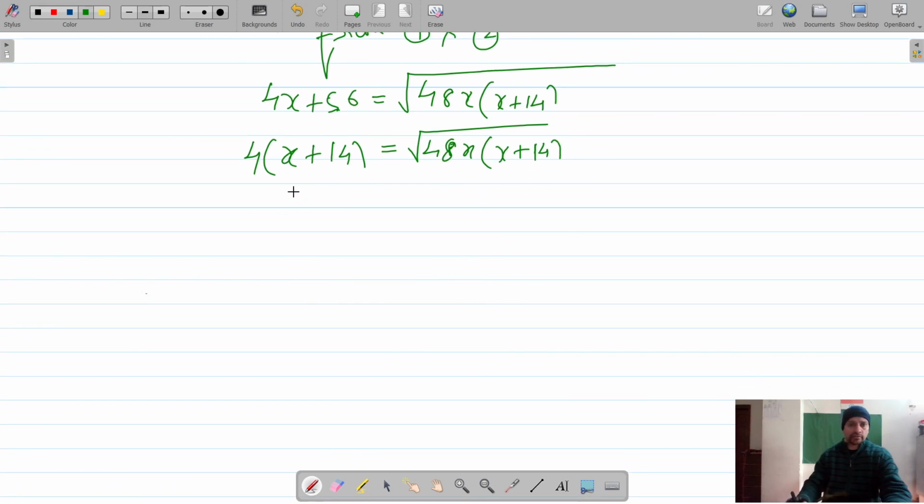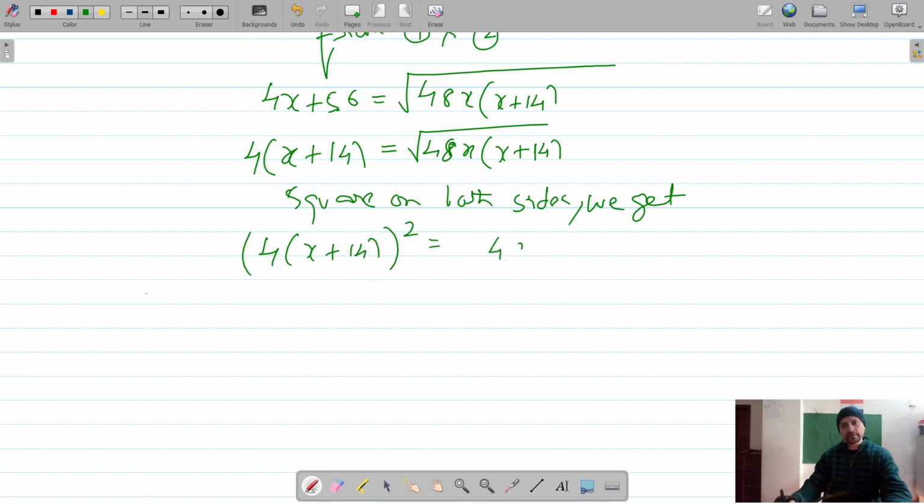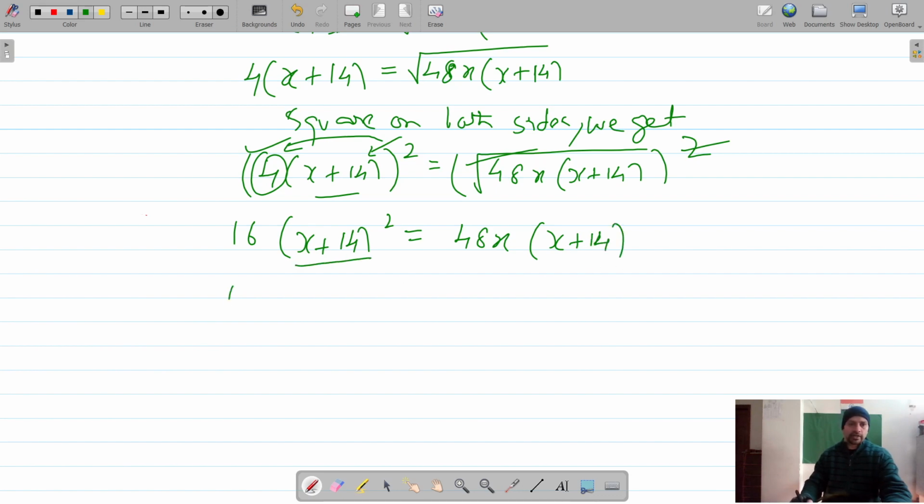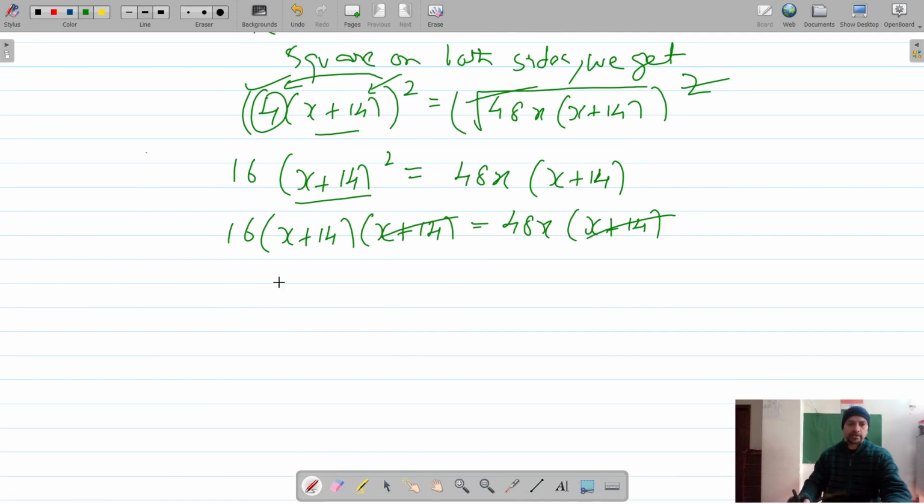And we know how to take off the square root, just square on both sides. So square on both sides means 4 times x plus 14, the whole square, and the square root of 48x into x plus 14, the whole square. The square root gets cancelled with the square. The square of 4 is 16, times x plus 14 the whole square. Give the square to both these terms, and it's 48x into x plus 14. So x plus 14 into x plus 14 equals 48x into x plus 14. This gets cancelled, and it's 16 into x plus 14 equals 48x.